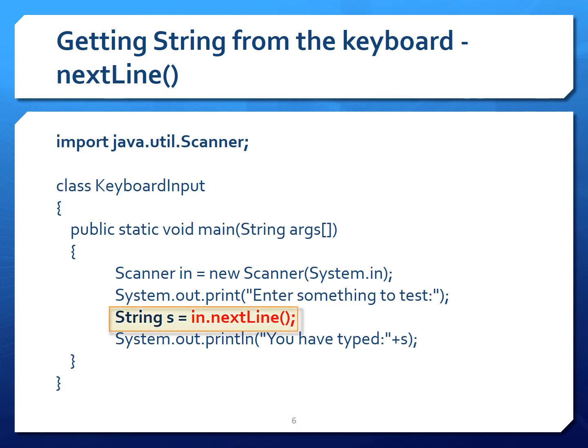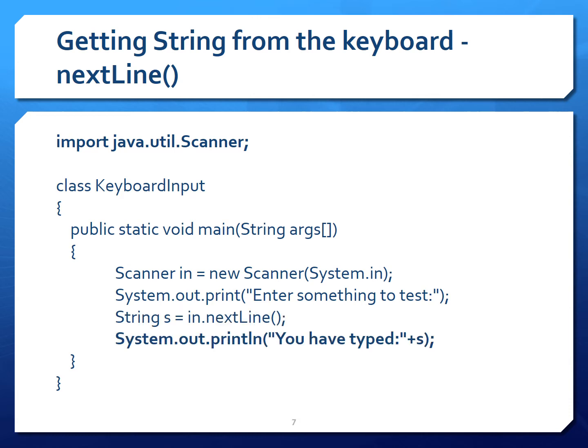Use the nextLine method to get a string from the user. We need to wait for the user to input the string from the keyboard. The string input by the user will then be returned and assigned to the string s. Finally, print what the user has input to the console.